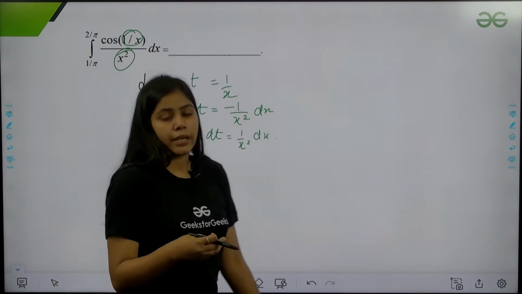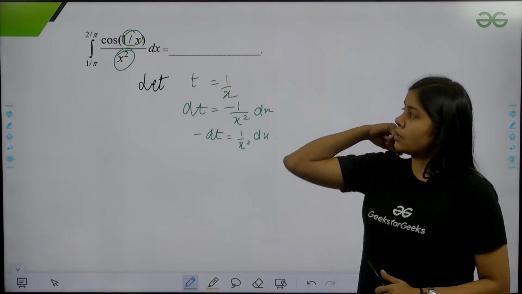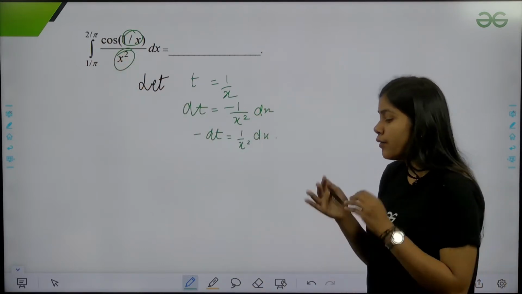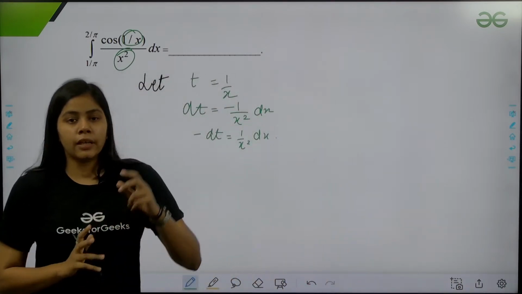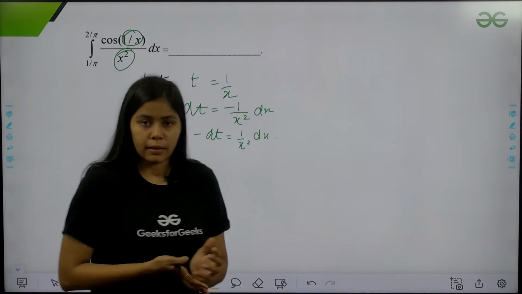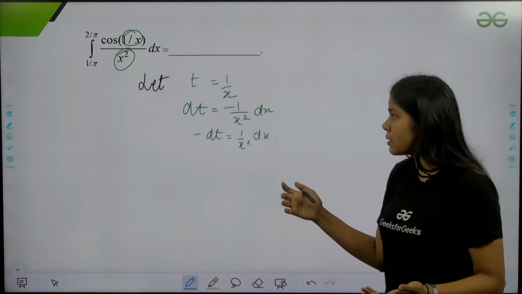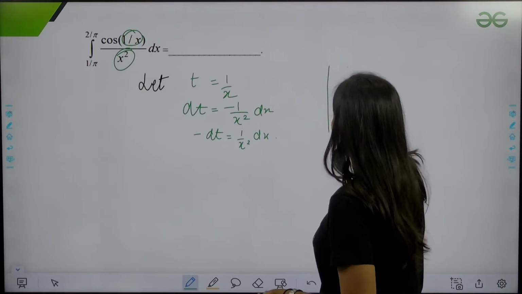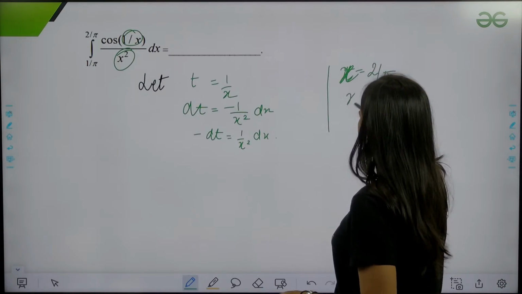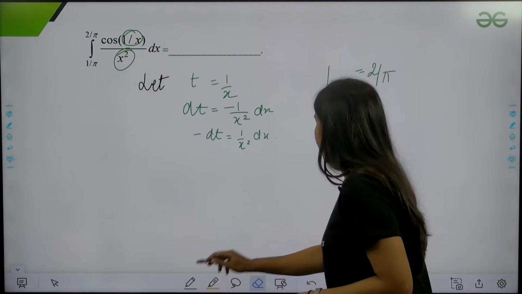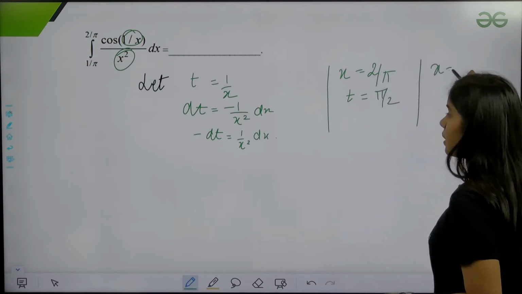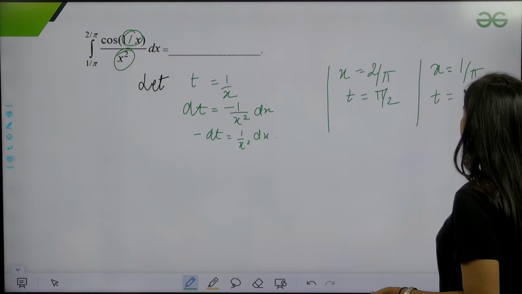Now students, what kind of mistakes do students make in this type of question? Students forget to change the lower limit and upper limit of integration, right? Whenever you are using substitution in a definite integral, the limits are also going to change, right? You can't forget this, because if you forget this, you are not going to get the result, right? So when x is equal to 2 by pi, you will get t is equal to pi by 2. When x is equal to 1 by pi, which is the lower limit, you will get t is equal to pi.